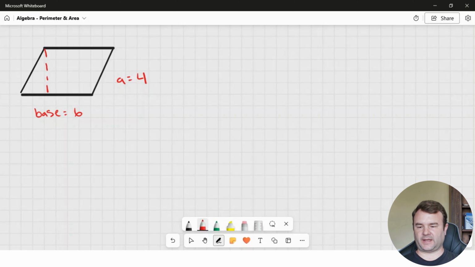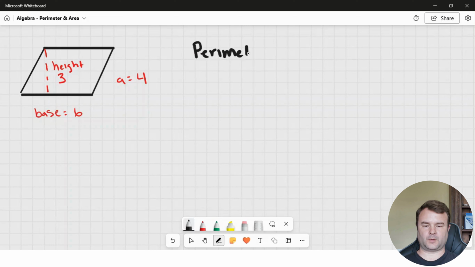Now, let's go ahead and define the height of this. And really, there's a better way to find the height of this parallelogram. This side here is basically a right triangle, and we could figure out what the exact height is, but let's just do some hand waving here and say that the height is equal to 3, just for simplicity's sake. Now, the perimeter, we said, is very much like a rectangle.